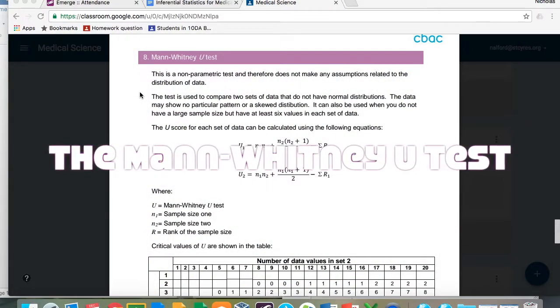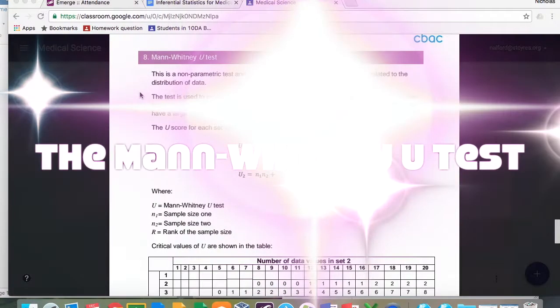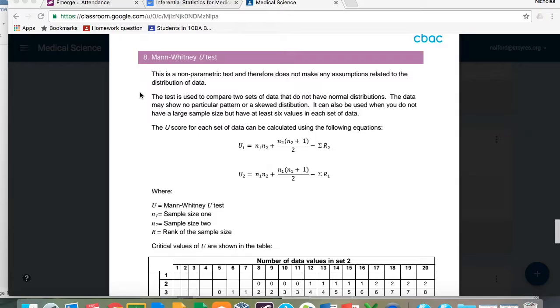The inferential statistic that we have to calculate is the Mann Whitney U test, and if you look at the formula there, it looks absolutely terrifying, and I wouldn't have a clue how to interpret that formula. However, it is an incredibly easy test to do, as hopefully we'll see now.